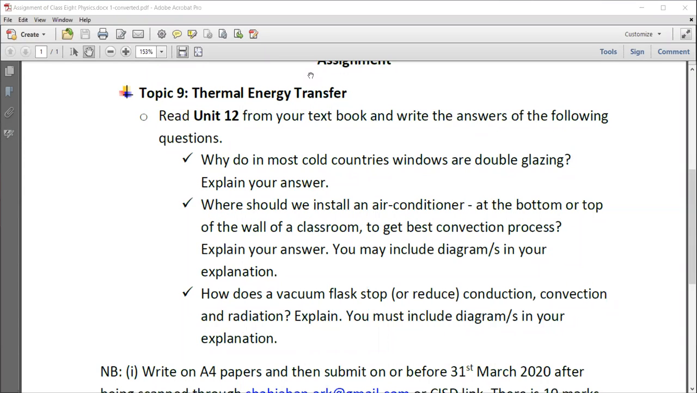Even after that, we are getting the heat. How is this heat coming? This heat is not coming by conduction. This is not coming by convection. It's coming by the third process, that is radiation, radiation from the sun, which requires no medium.